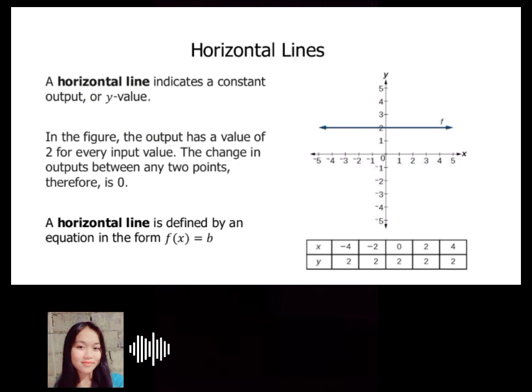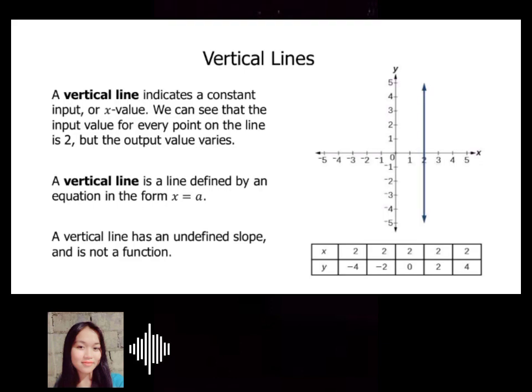Now, how about vertical lines? A vertical line indicates a constant input or x value. We can see that the input value for every point on the line is 2, but the output value varies. A vertical line is a line defined by an equation in the form x equals a. A vertical line has an undefined slope and is not a function.